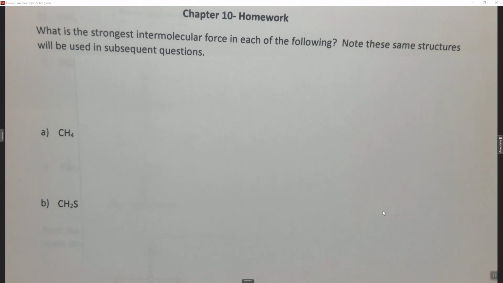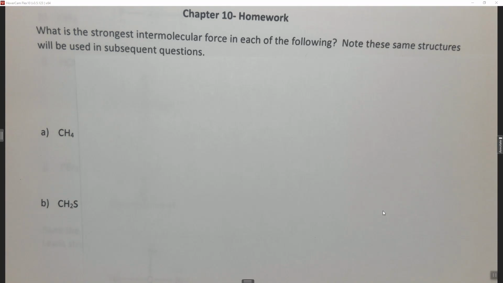If it's been a while since you've written a Lewis structure, I'm leaving a link in the video description to another video. It's about 45 minutes and goes over how to draw Lewis structures. Note that on quizzes and exams, you're not going to be given the Lewis structure, so you're going to have to draw it yourself. So drawing the Lewis structure is the first step.